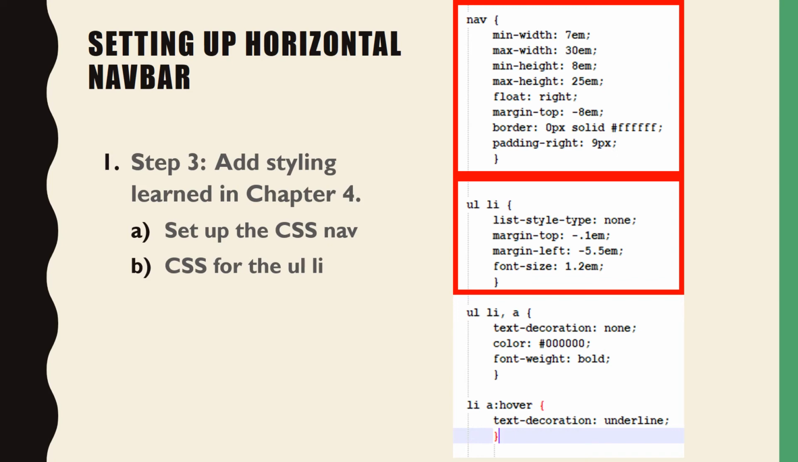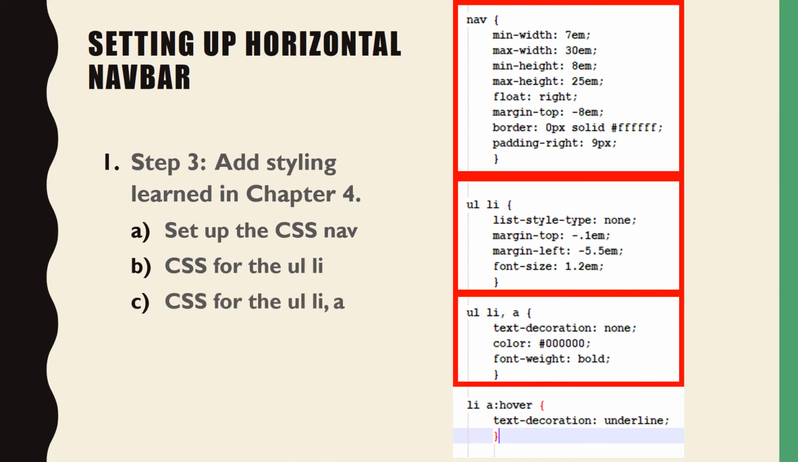That will be the list style type, none, which removes the bullets. You can add your top margin, left margin, and then you definitely want to add a font size. Your font size should be a little bit larger than the text that is going to appear on the regular part of your home page.